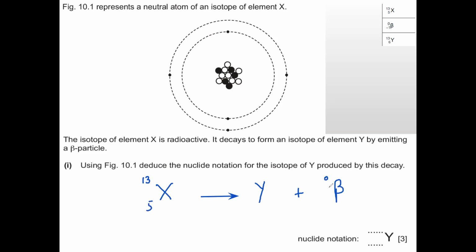It is emitting beta, so beta is 0, -1, that's fixed. Now, whenever there is a beta emission, what happened to the nucleon number? There will be no change. And what happened to the atomic number? It increases by 1. So originally it is 13, it will remain 13, but 5 plus 1 will become 6. So this is the nuclide notation for the emission of a beta particle when X turns into Y.